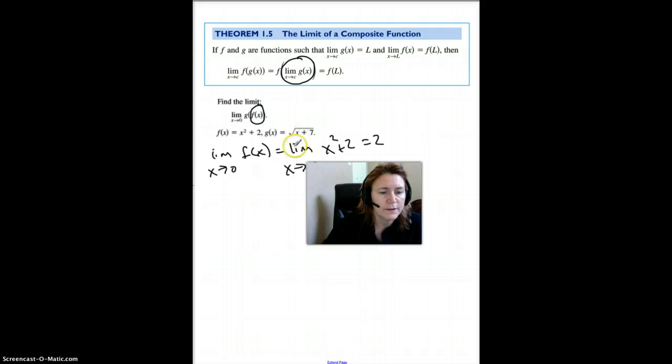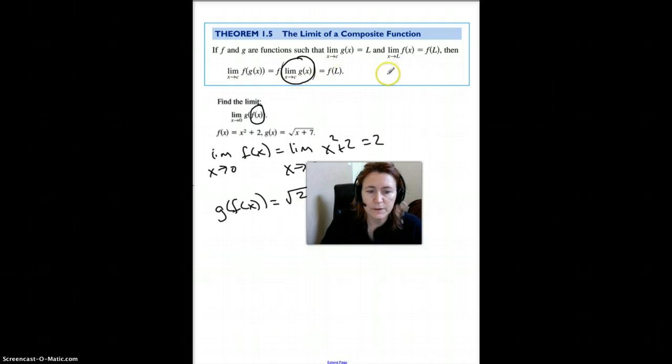Now, let's look at g of f of x. What is g? It's a square root. Now, I'm applying the outer function to this limit. 2 plus 7, square root of 9, or 3.